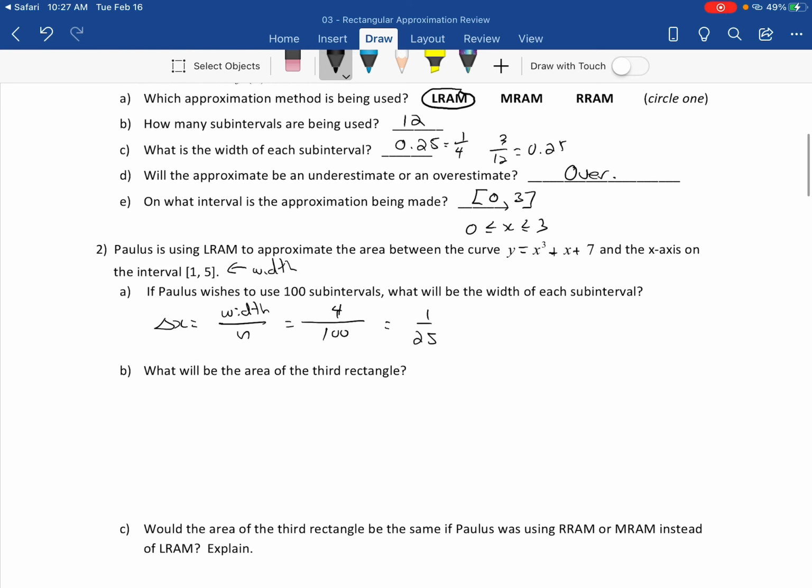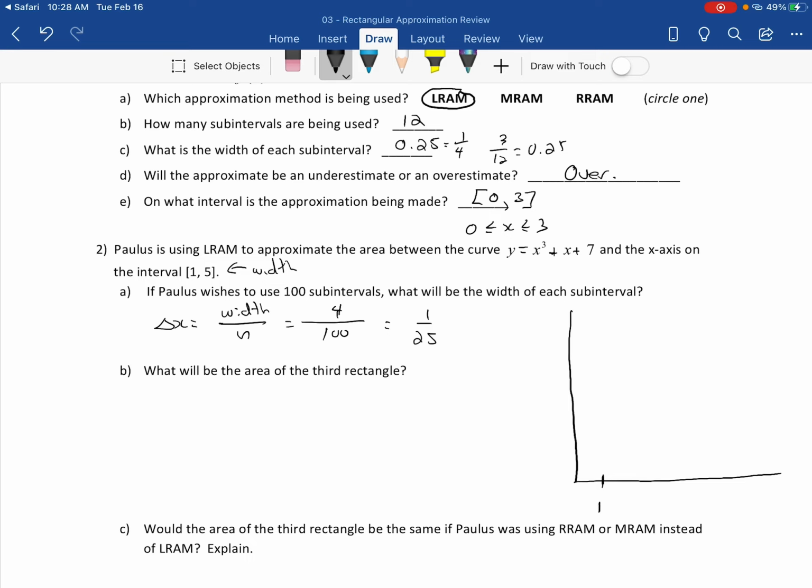Now, this question doesn't ask you to do the whole area. It just asks you to practice coming up with these rectangles, because it asks you what will the area of the third rectangle be. And that's the part that's really not easy in all this, is coming up with those values. So I'm going to do as I did before and draw a really big picture here that goes from 1 onwards.